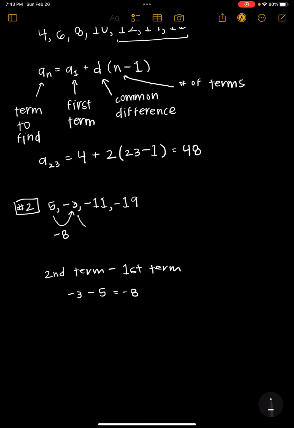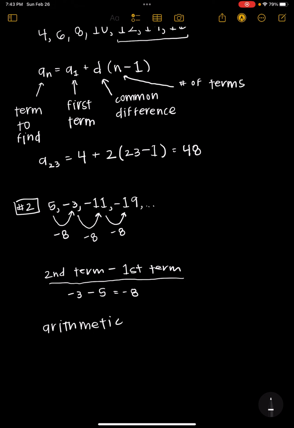So now from -3 to -11 is also subtracting 8. And then -11 to -19 is also subtracting 8. I know right here I said second term minus first term, but you could also, just to double check, do the third term minus the second term and the fourth term minus the third term and make sure they all get -8s. Sorry, and there should be a minus sign here. So because we're subtracting 8 every single time, that means we know it's arithmetic.